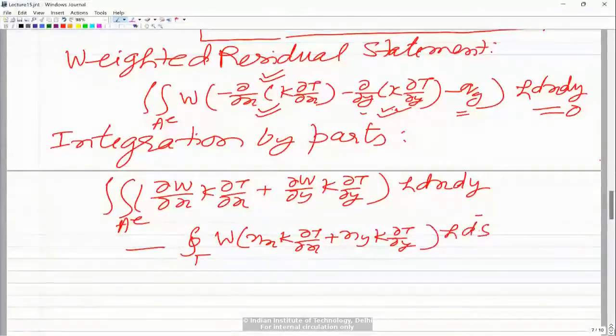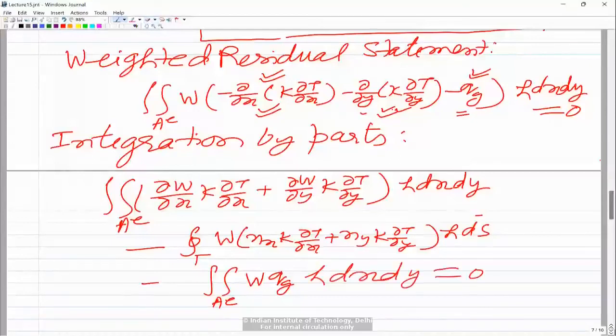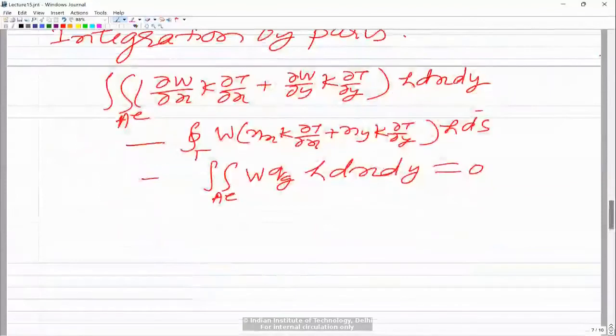Now this will become the boundary integral. I will write what these nx, ny, and what h, gamma, and all that are. And this term of course remains as it is. So we will have minus integration over the area of the element, w into qg, h into dx dy, h into dx dy. This is equal to 0. So this is your weak form after the integration by parts.